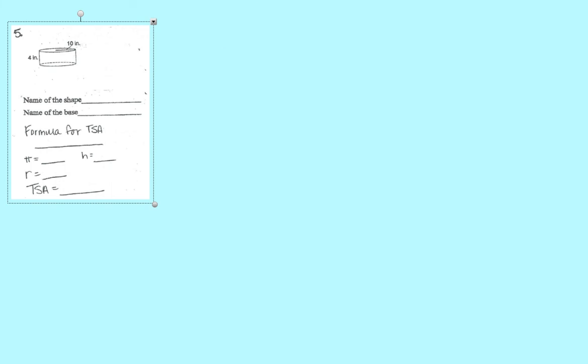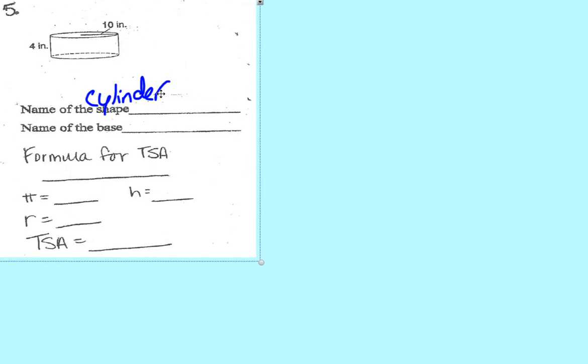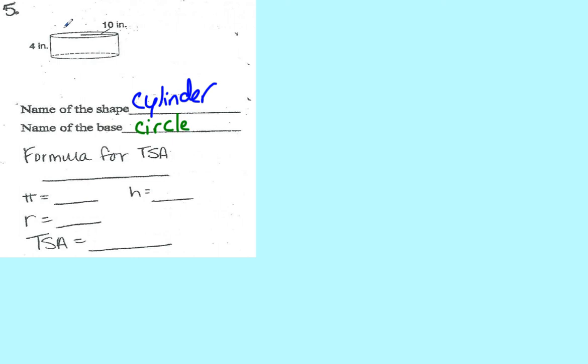We've got a cylinder here. So name of the shape, cylinder. Let me make this bigger. Name of the base. Every cylinder is a cylinder because its base is a circle. So here is our base, and we can draw it out.